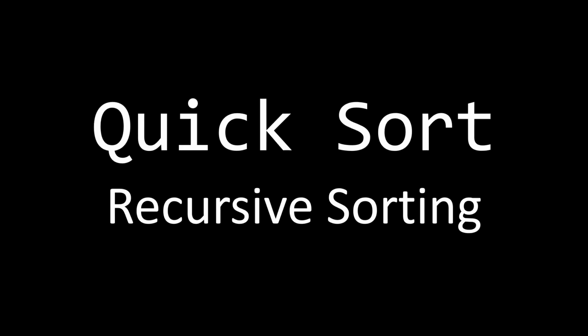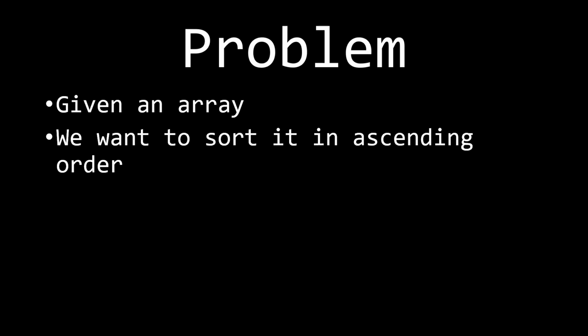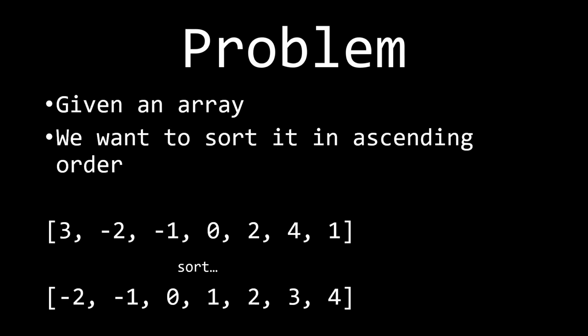Okay, in this video, I'm going to give you an introduction to quicksort. So once again, the problem is, given an array, we want to sort it in ascending order. One example is if I have the array 3, -2, -1, 0, 2, 4, and then 1. After I sort it, I should be given an array of -2, -1, 0, 1, 2, 3, and then 4.